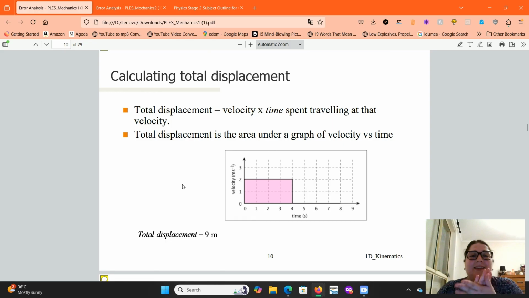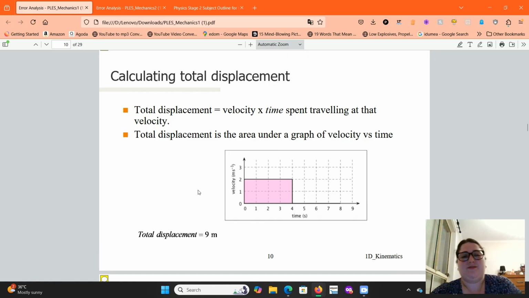Alright, next, calculating total displacement. Total displacement is equal to velocity multiplied by time spent traveling at that velocity. So total displacement is the area under the graph of a velocity versus time graph. This is a little annoying to calculate. I need to double check if it's still part of the syllabus, but I'm pretty sure it is: learning how to calculate displacement based off a velocity-time graph like this.